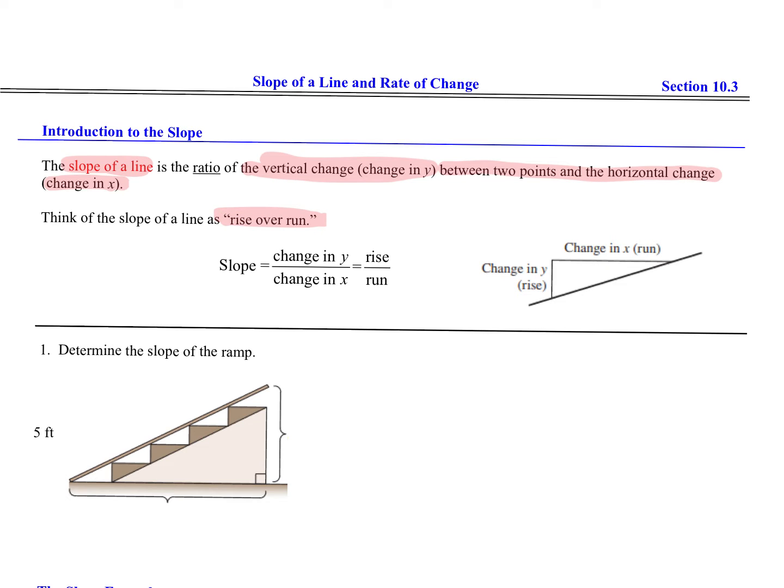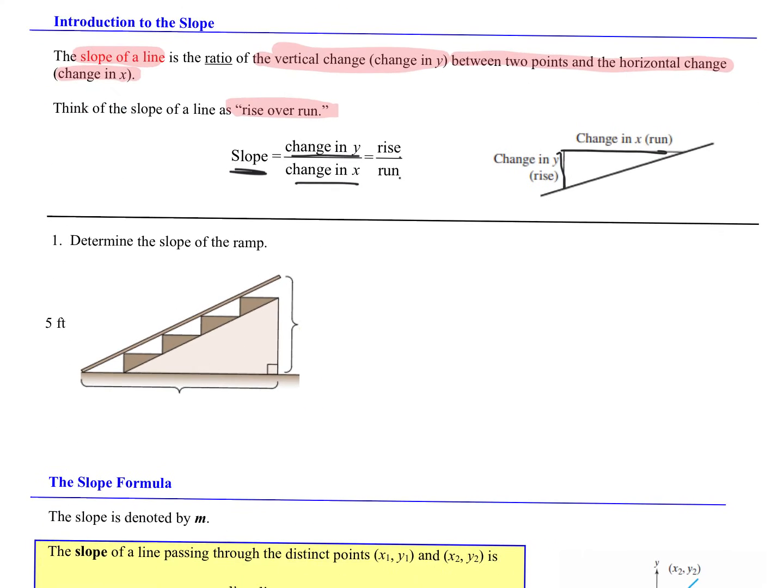I also like to think about slope as if I was running and sometimes I run uphill and it's kind of difficult, and that would be a positive slope. Sometimes I run downhill and that would be a negative slope. Anyways, slope can be thought of as the change in y over the change in x, which we can also say is rise over run. So the change of rise over the change of run.